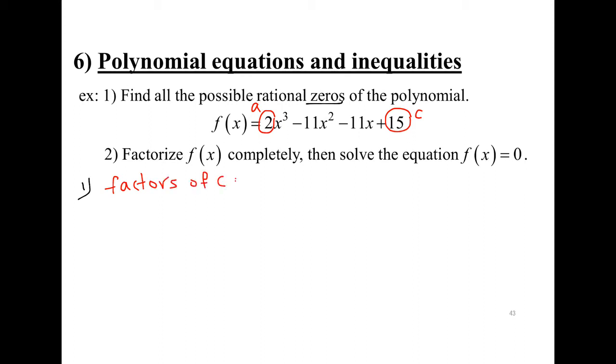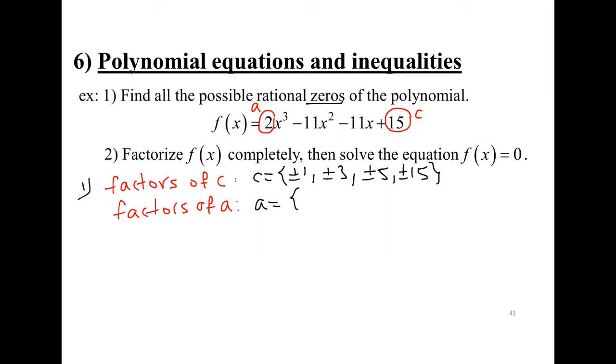So I start with the factors of c, then the factors of a. For c, which is 15, all its possible factors are 1 and 15, or 3 and 5. So the factors of c are plus or minus 1, plus or minus 3, plus or minus 5, and plus or minus 15. They're plus or minus because they're rational, so they could either be positive or negative. For a, which is 2 and prime, the only factors are 1 and 2, so it's plus or minus 1 and plus or minus 2.